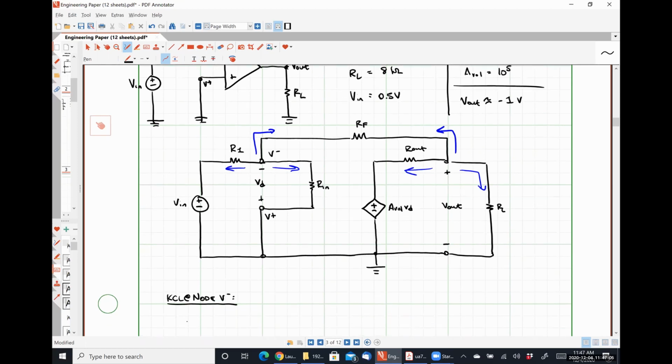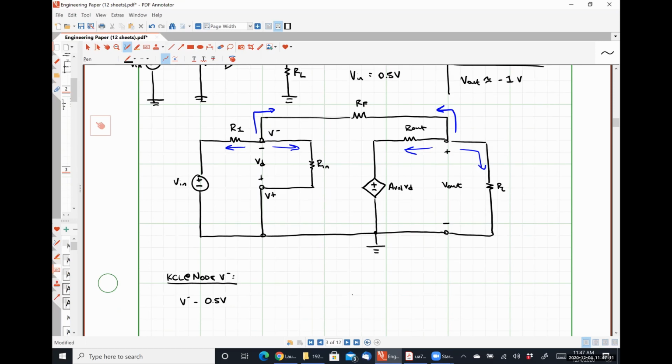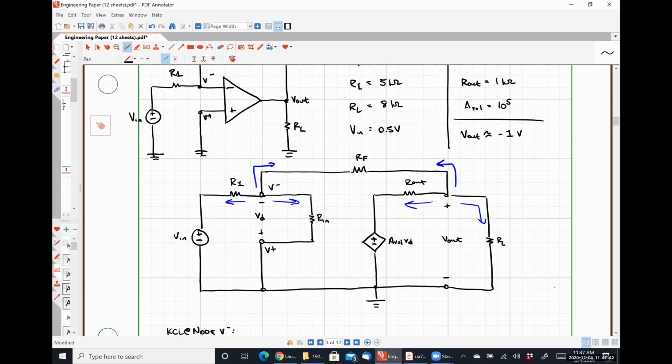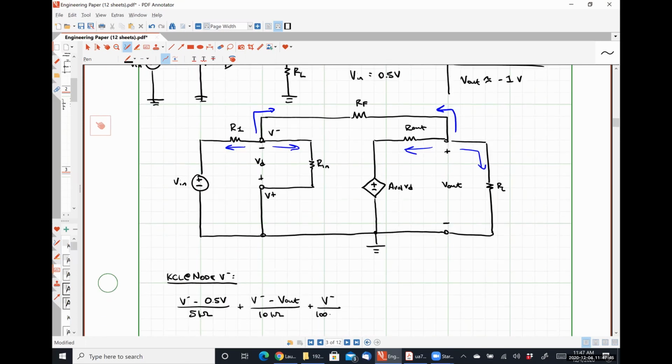We're going to have our unknown voltage V minus, minus our known voltage of Vn, which is half a volt, divided by our resistor R1, which I believe is 5 kilo ohms, plus V minus minus V out, divided by our feedback resistor, which is 10 kilo ohms, plus V minus minus V plus, where V plus is connected to ground, so it's V minus minus 0, divided by Rn, which was 100 kilo ohms, is equal to 0.